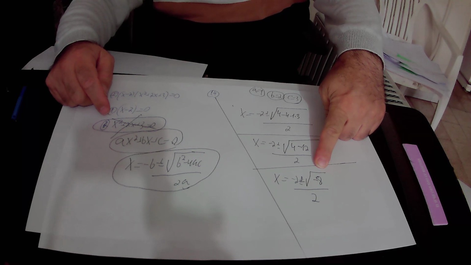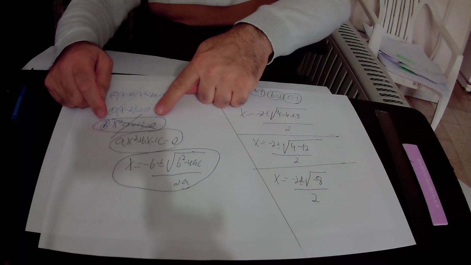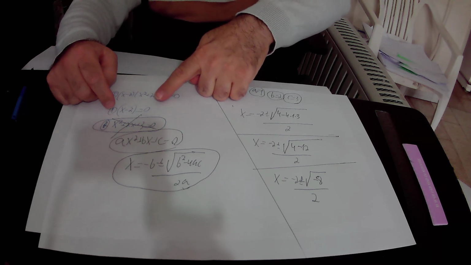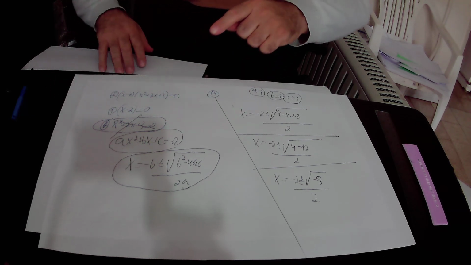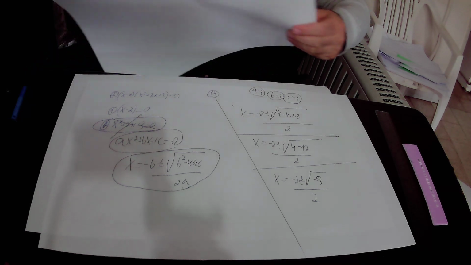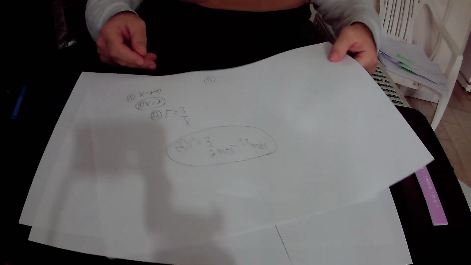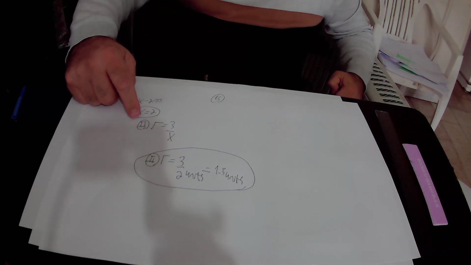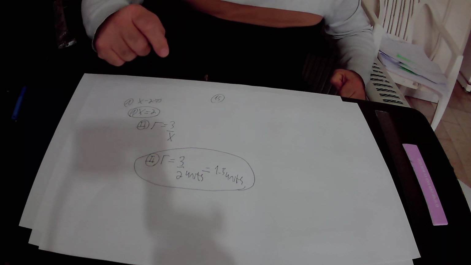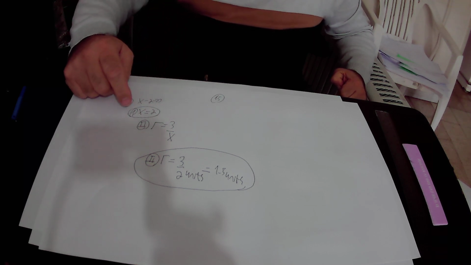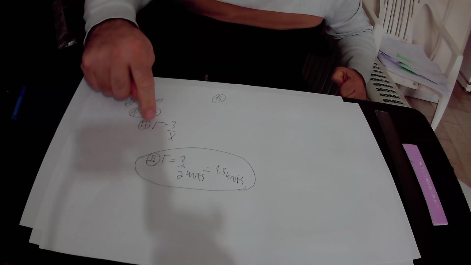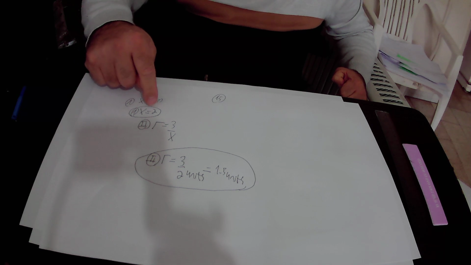A negative number doesn't have a root. So therefore, this quadratic equation doesn't have a solution. So this possibility is cancelled, and we are left only with the possibility that x minus 2 equals 0. And if x minus 2 equals 0, then x equals 2. And we have equation number 2 that states that r equals 3 over x. If r equals 3 over x, and we already found that x equals 2, so we can substitute x in equation number 2 by 2, because x equals 2.